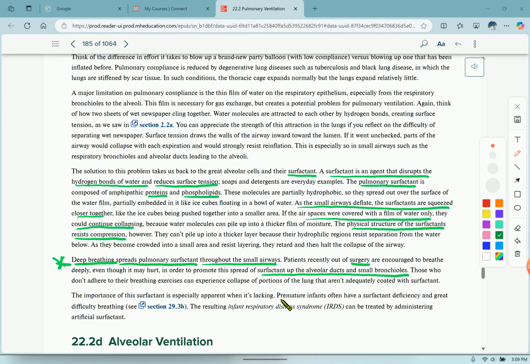Okay, premature infants can lack surfactant, so they have a surfactant deficiency, and so they can have difficulty breathing. That can result in infant respiratory distress syndrome, but this can be treated by administering an artificial surfactant.